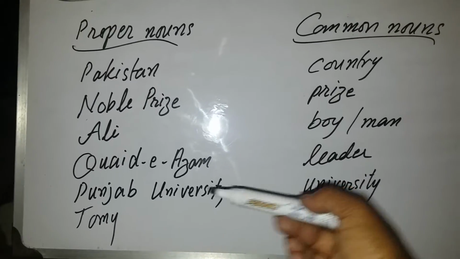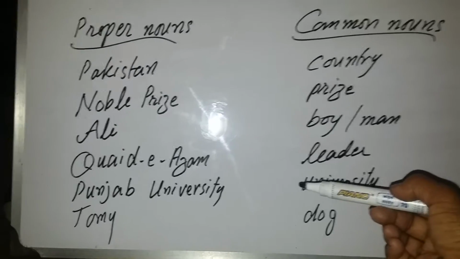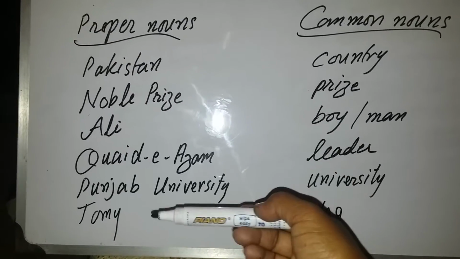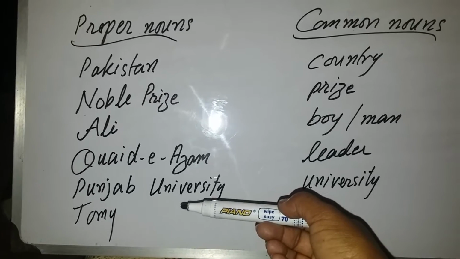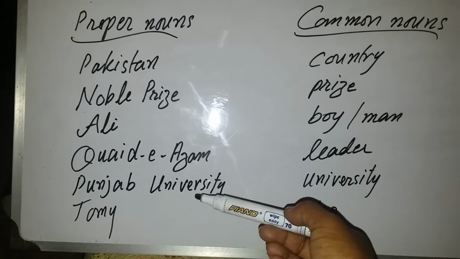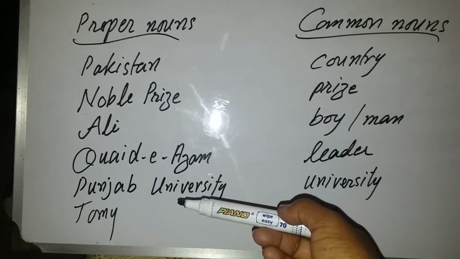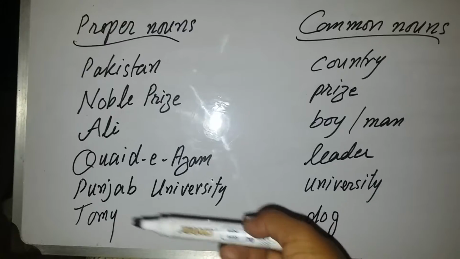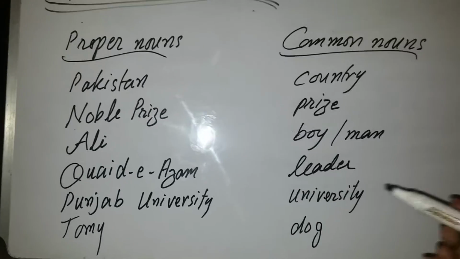Similarly, Punjab University and university. University is a common noun, it is shared by all universities. But when any specific name is given to any university, that will be called a proper noun. For example, Punjab University or Peshawar University or Kohat University. These are proper nouns, and the first letter of these nouns will be written capital.